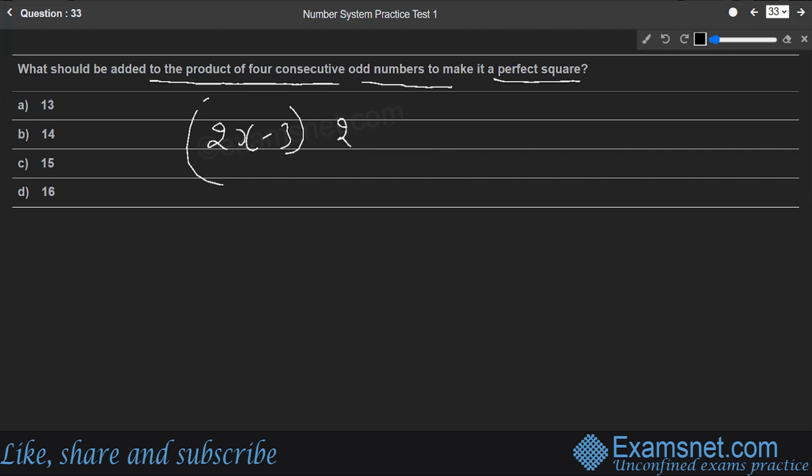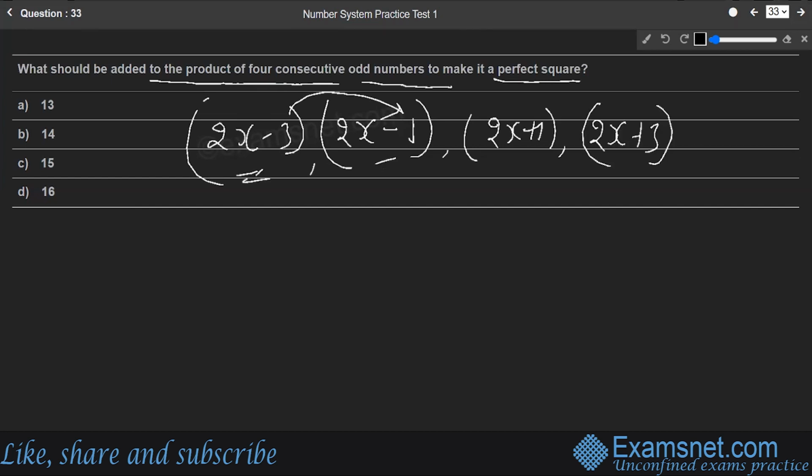The next consecutive number will be 2x minus 1. The difference of 2 should be there between odd numbers, so that's why the difference of 2 has been created. The next odd number will again differ by 2, so it will be 2x plus 1, and the last odd number we will take is 2x plus 3. We have taken these so that when things get added up, most of the numbers are cancelled. These are the four consecutive odd numbers we have taken.